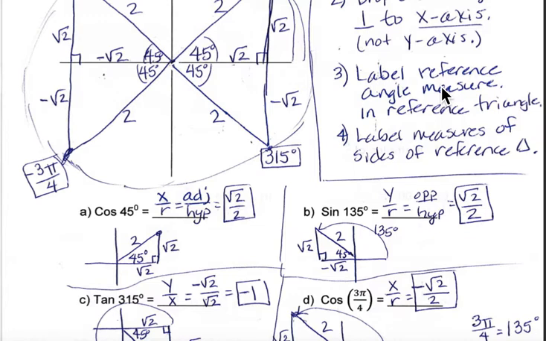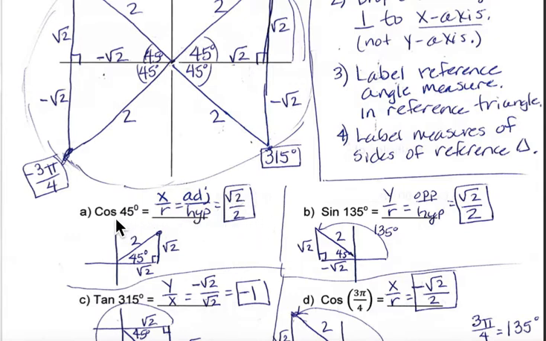Then I'm going to label the reference angles and the measures of each side in the reference triangle. So the reference angle is 45 degrees. The reference triangle has lengths 2 for the hypotenuse or the radius, root 2 for each one of the legs, just like I showed you here. So that means that the cosine of 45 degrees will be the x-coordinate here divided by the length of the radius. And the x-coordinate here is the length of this side. This is x, root 2. And the radius length is 2, so it's root 2 over 2. That is the exact value of the cosine of 45 degrees.